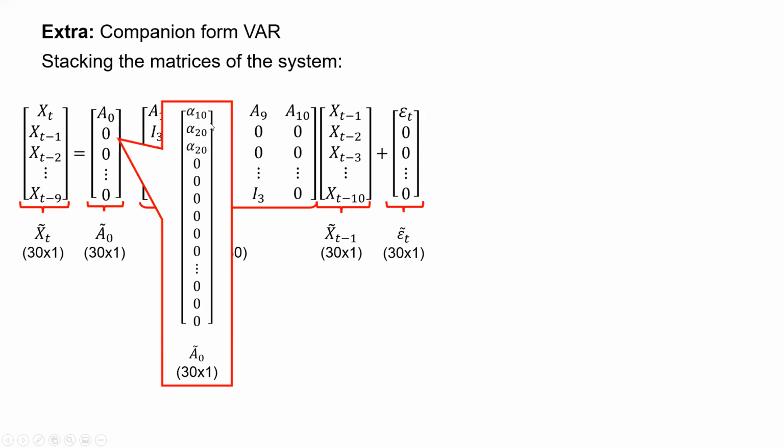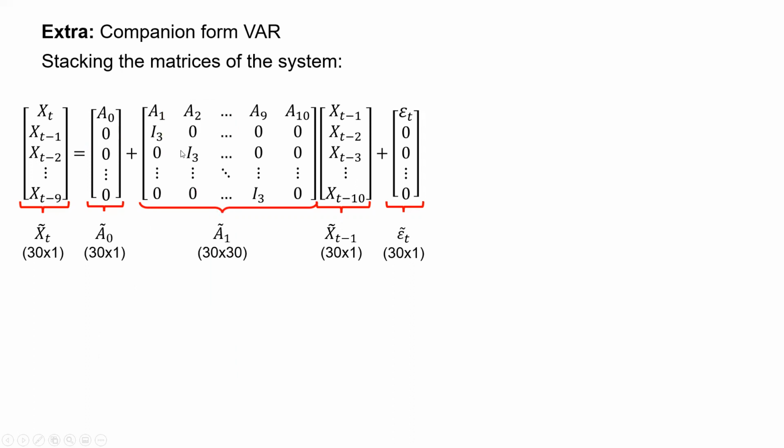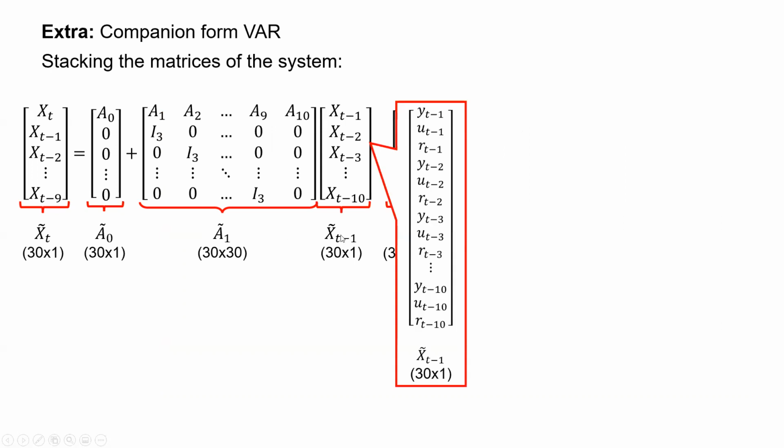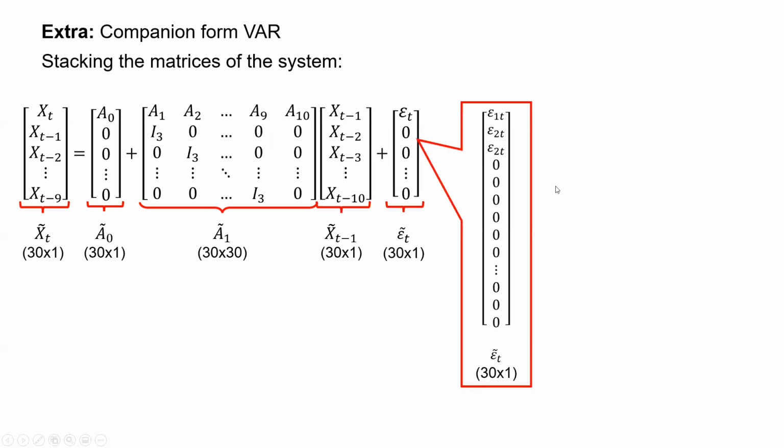This A0 will have the coefficients of the initial VAR(10) model and zeros afterwards. This big matrix will have, and I already showed you these items here, the coefficients for the VAR(10) at first lag, second lag, and up to 9. Sorry, this is incomplete. So these are 9 lags, and this is 10. My bad there with the subscript. Sorry about that. But all the coefficients are here, and you can see that along the diagonal we have the identity matrices of dimension 3 in here. X_t tilde minus 1 looks something like this, and the errors look something like this.